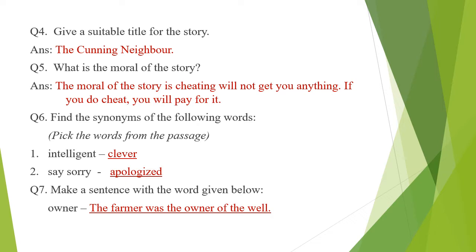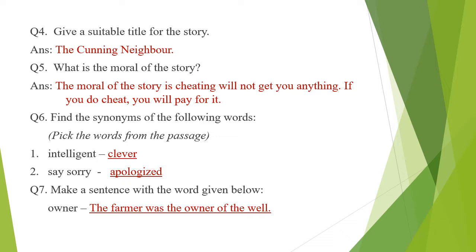Question number 6. Find the synonyms of the following words. As you all know, synonyms means the same or similar words. Here you need to pick up the words from the passage. Number 1 was intelligent, and the synonym for intelligent is clever. Number 2, say sorry. The synonym for the phrase say sorry is apologize.